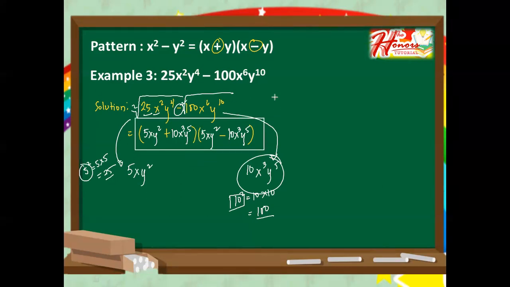So the factors are the quantity of 5xy squared plus 10x cubed y raised to 5 times the quantity of 5xy squared minus 10x cubed y raised to 5. So that's it for this topic.